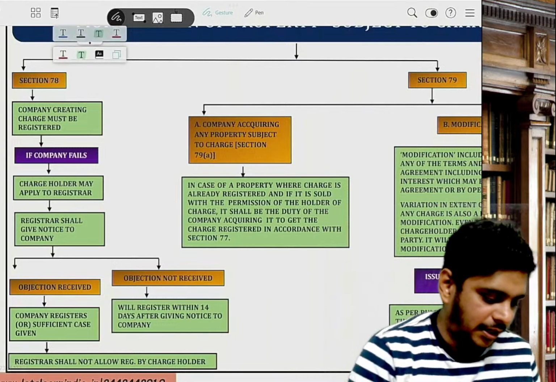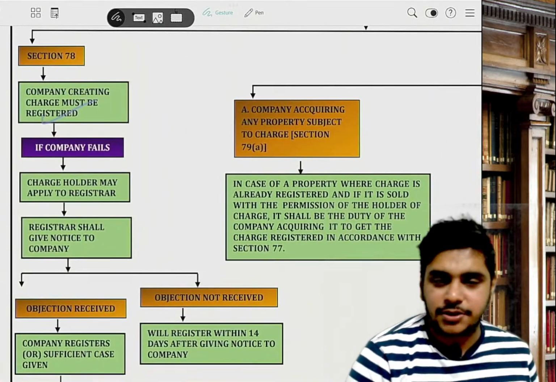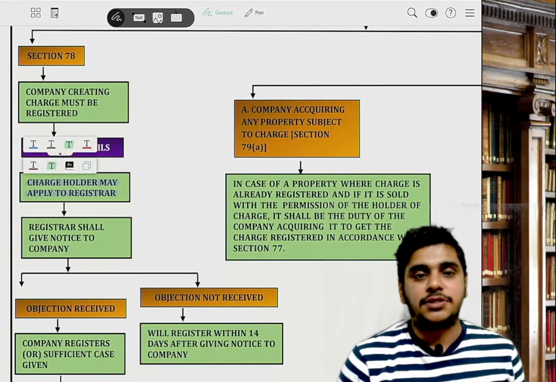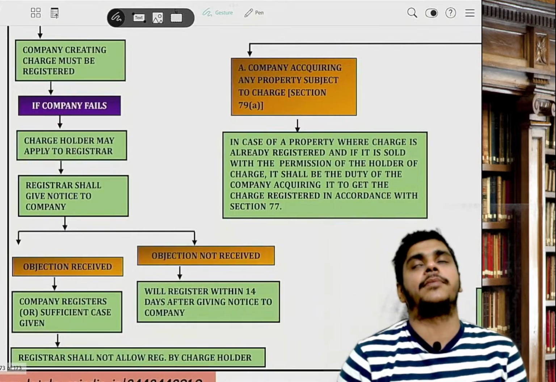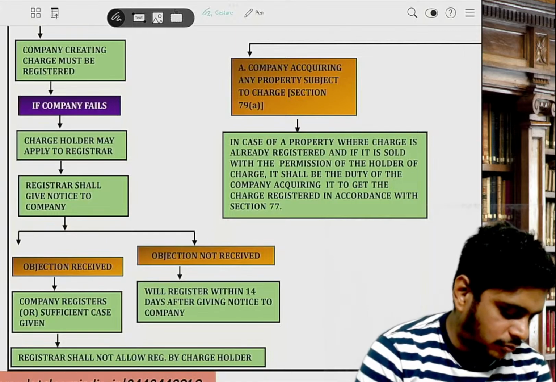Section 78 says a company creating a charge must register it. However, if the company fails, who will do it? The charge holder may apply to the ROC. Charge holder means what? HDFC Bank in my example. And the registrar shall give notice to the company.